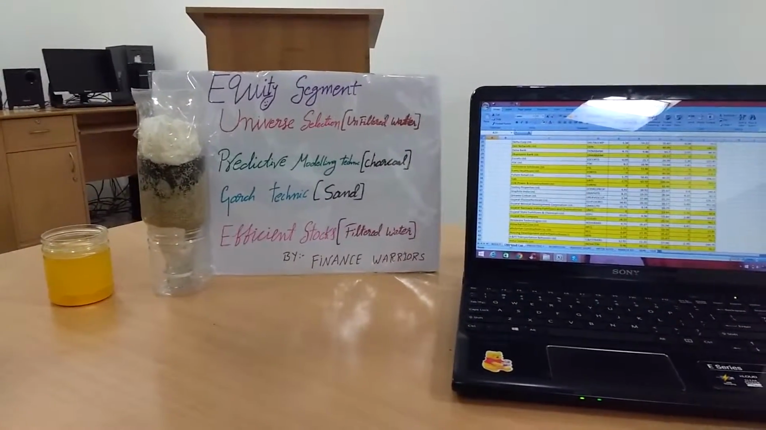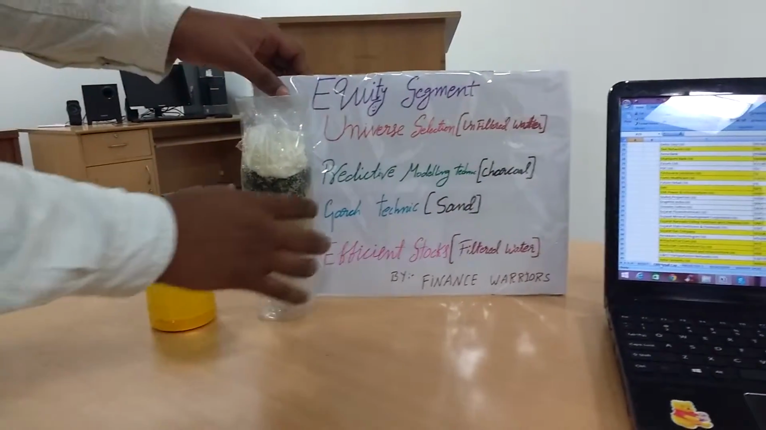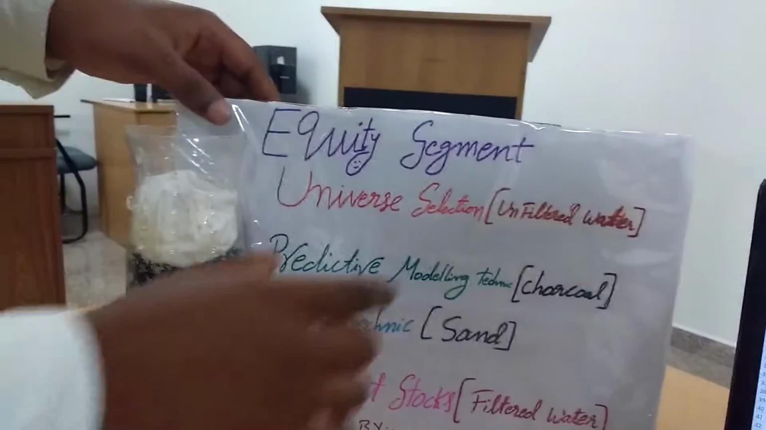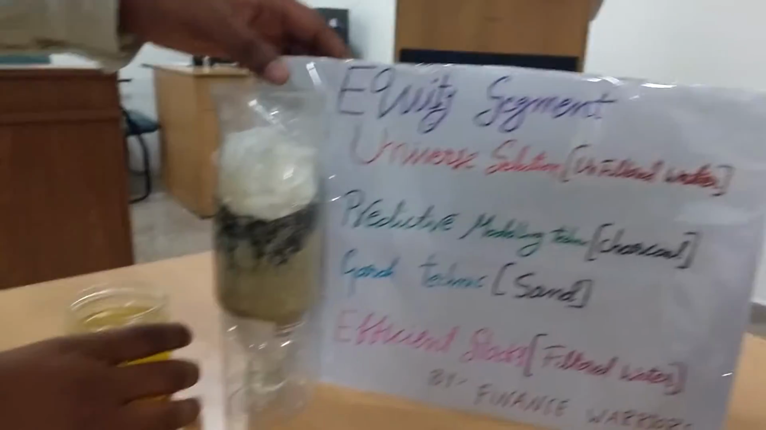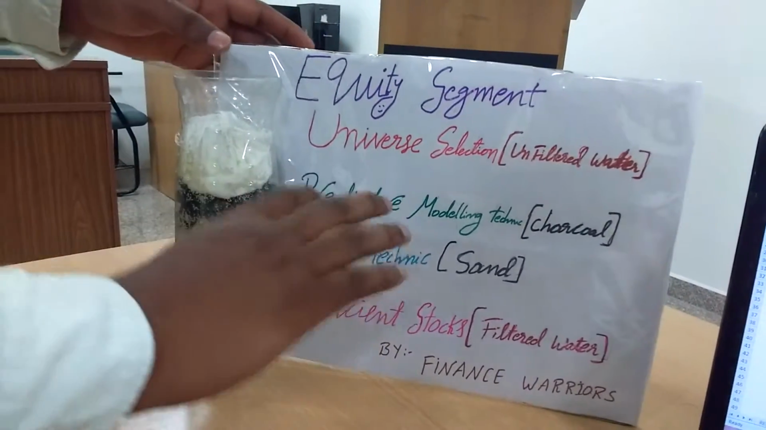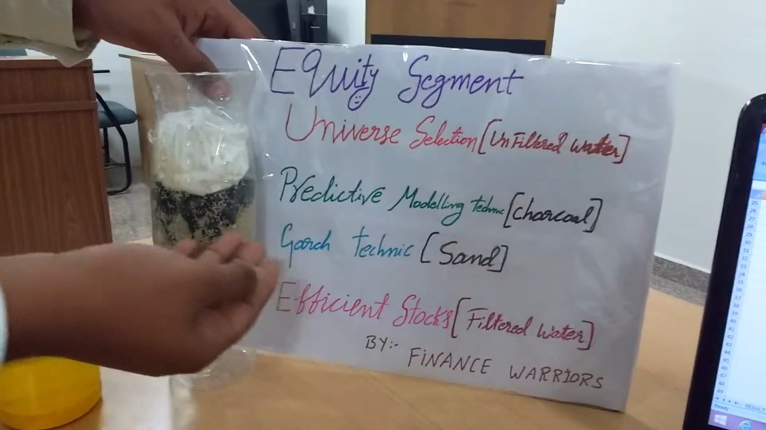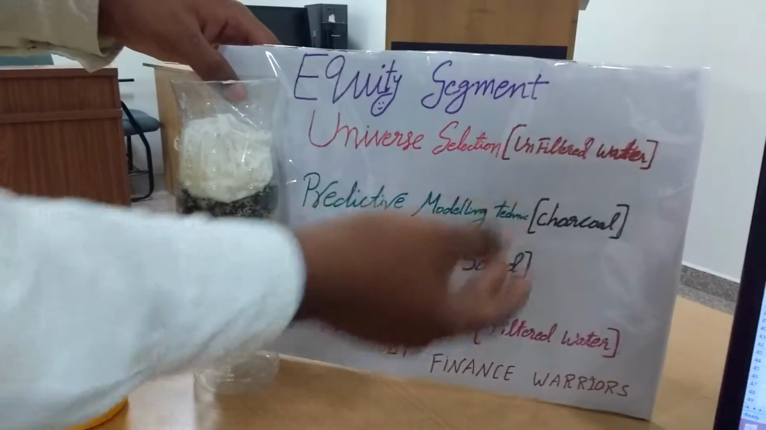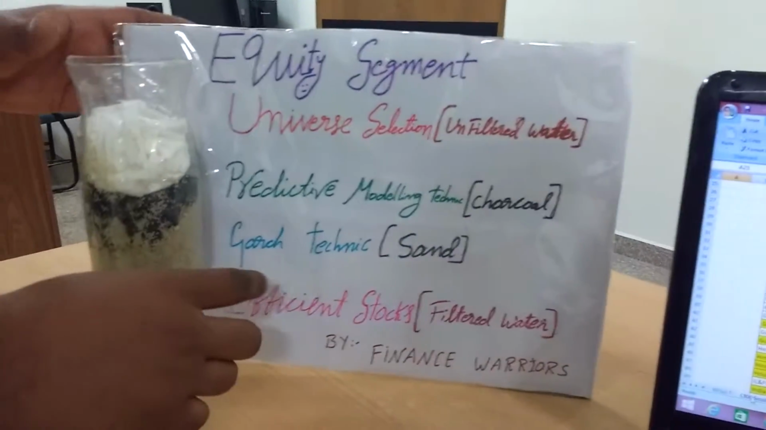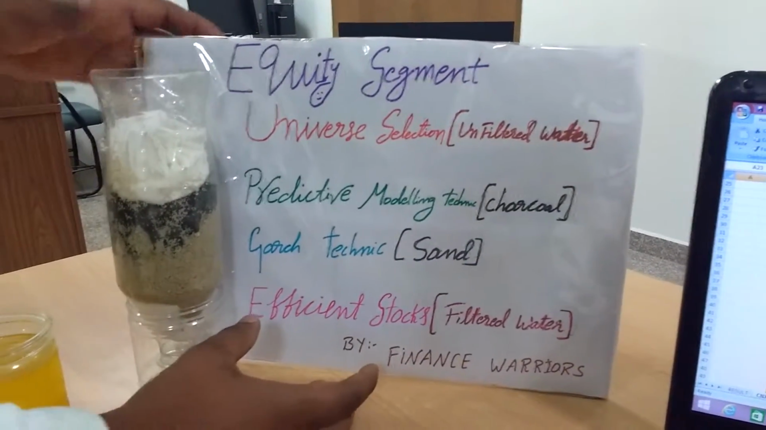Let us discuss the equity segment. Here I am going to explain the equity segment through a normal filter which consists of charcoal and sand. First of all, we should select the universe. Here I am taking the universe as unfiltered water, and then we should do predictive modeling on that universe. That means this charcoal acts like a predictive modeling technique. Then we should do GARCH techniques. Here sand works like a GARCH technique. The efficient stocks will be like filtered water.